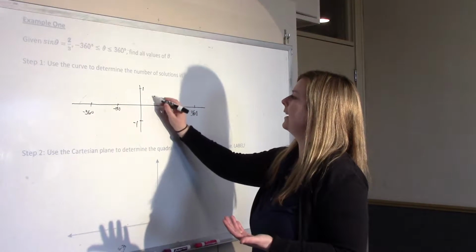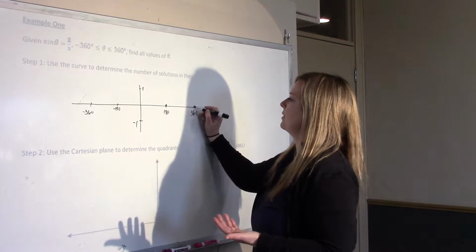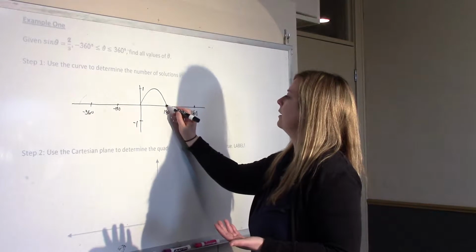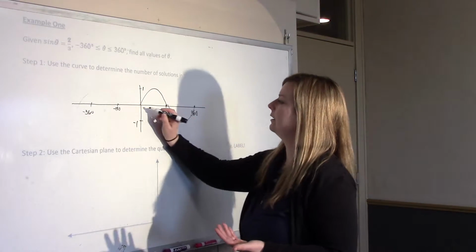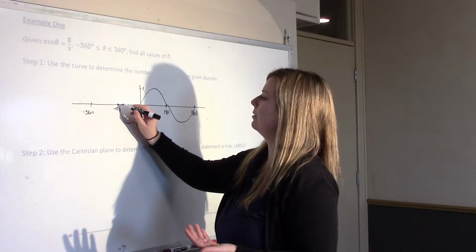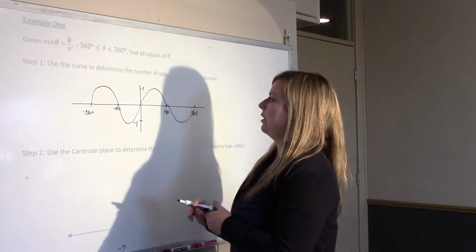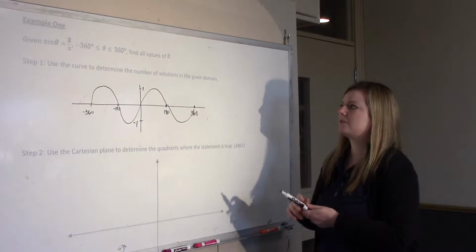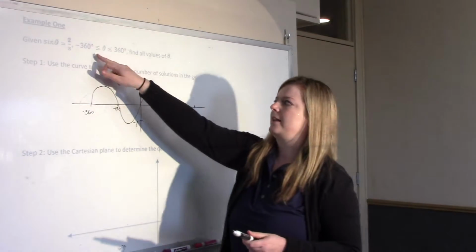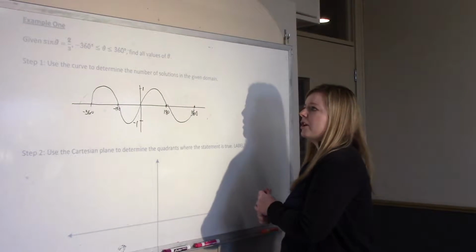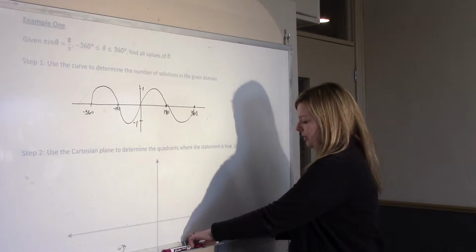Here is 90. So I'm back at 0 at both these places. So I'm going up to 1, down to -1, down to -1 and up to +1 and over. Okay, so really rough like I said, but that's showing my range between -360 and 360. So I want to know when sine theta is equal to 2/3.